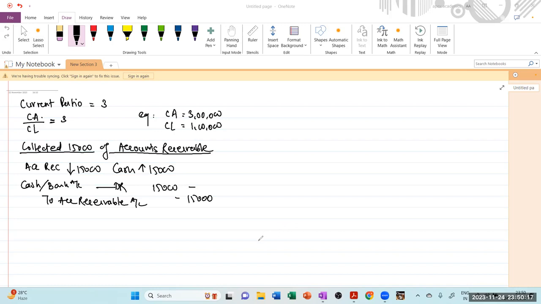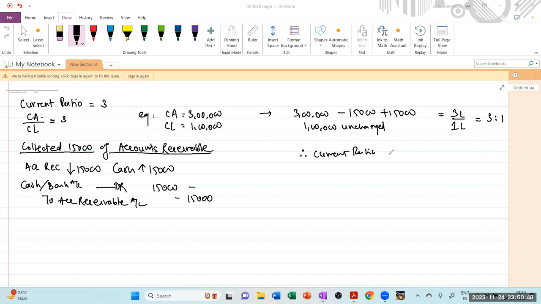Now, what has happened on an overall basis? My dear friends, for 3 lakhs, it is minus 15,000 plus 15,000, and 1 lakh is unchanged. So can I say that it is 3 lakhs upon 1 lakh, which is 3:1? Therefore, current ratio is also unchanged.